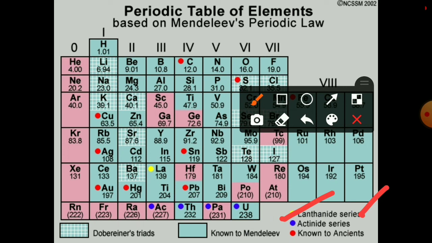After that, the Mendeleev classification was improved as he corrected the defects of Mendeleev and made the modern periodic table. We have to discuss the modern periodic table in the next class.